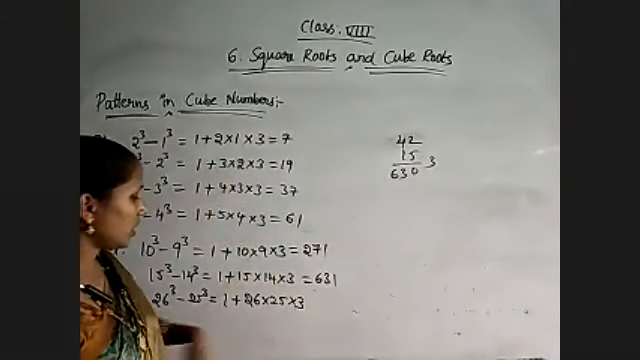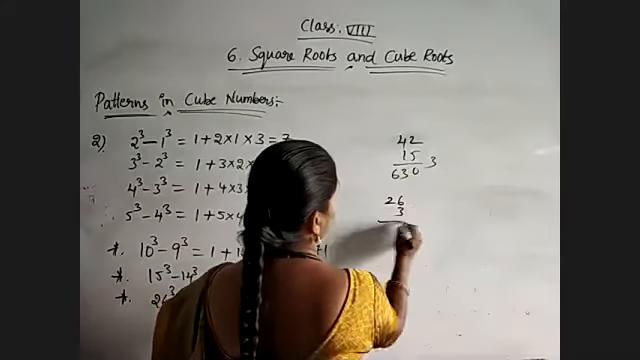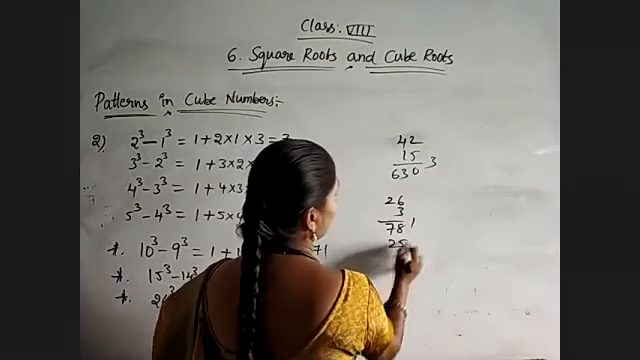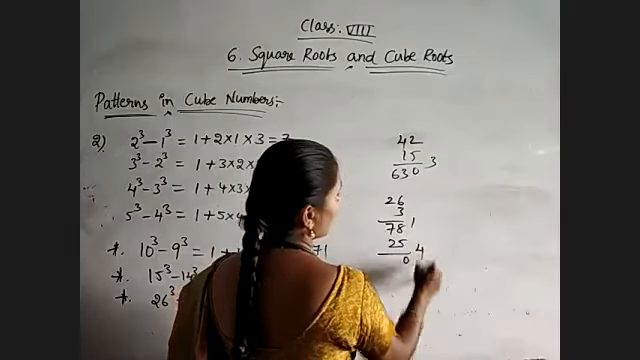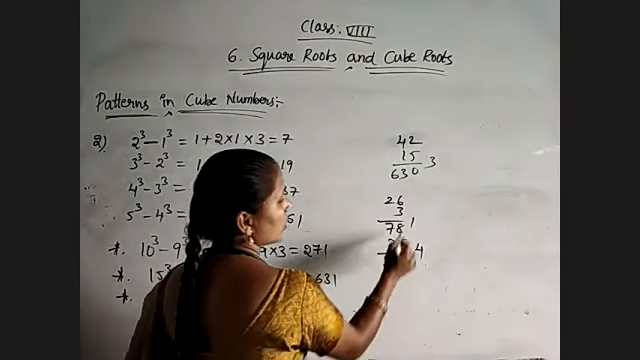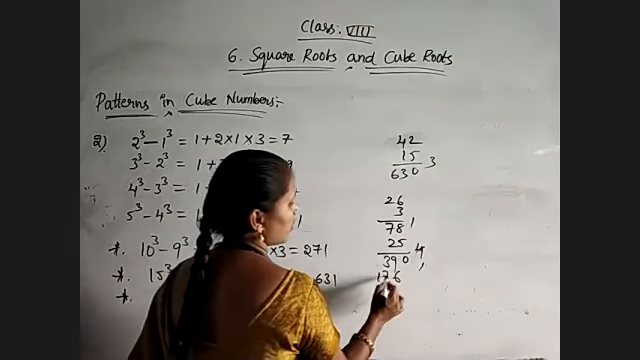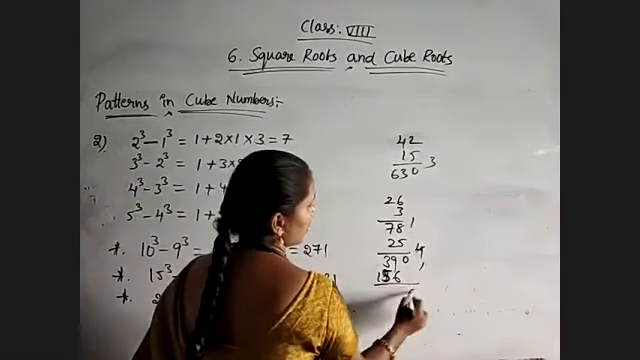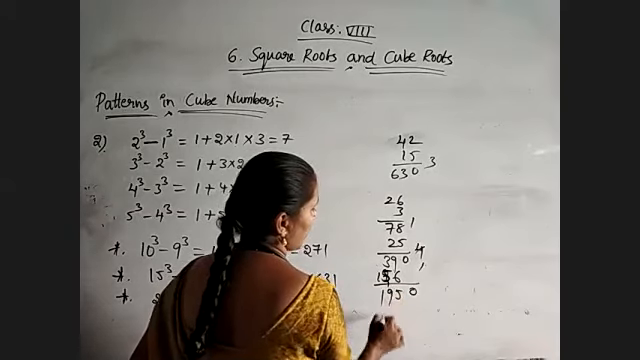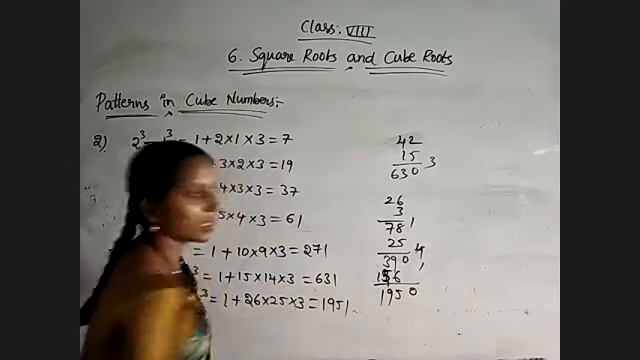Same like that only. 26 into 3. 3 6s are 18, 3 2s are 6 plus 1, 7. 78 into 25. 5 8s are 40. 5 7s are 35 plus 4, 39. 2 8s are 16. 2 7s are 14 plus 1, 15. 0, 15 and 9, 1, and still 1 is there, so 1951 will be the result.